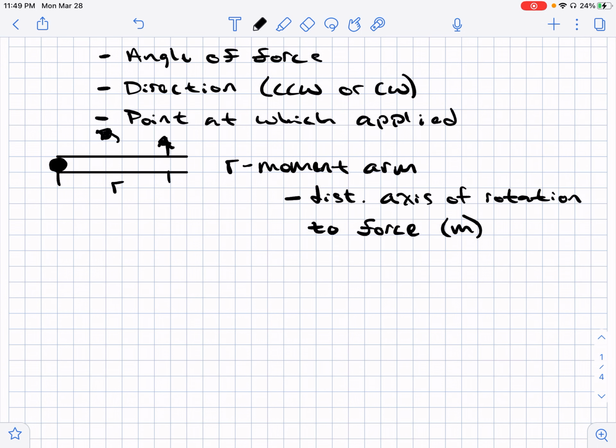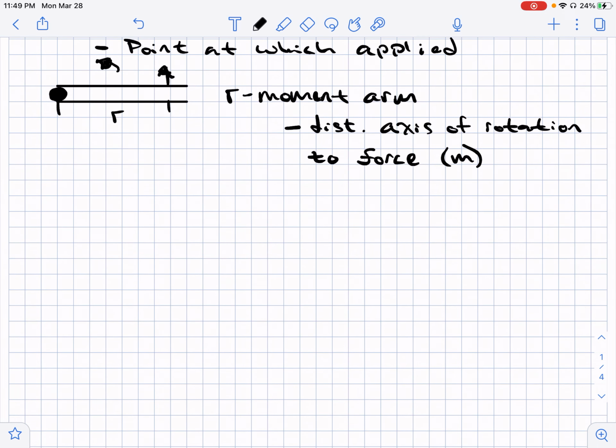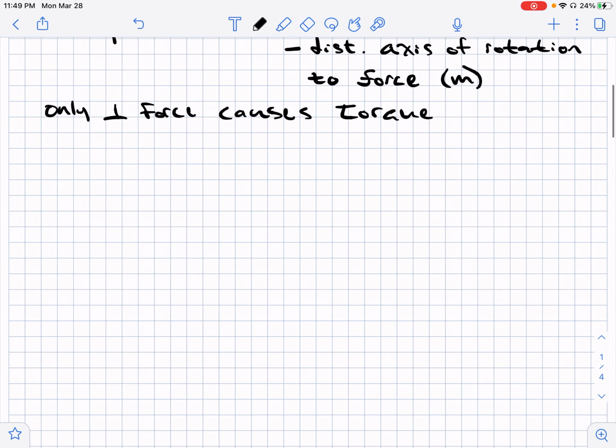Now, one thing to make note of is that only the perpendicular force causes torque. Let's see what that looks like. Let's say we have another rod. Again, let's say the axis of rotation is here on the left, and this time I have a force that's at an angle.